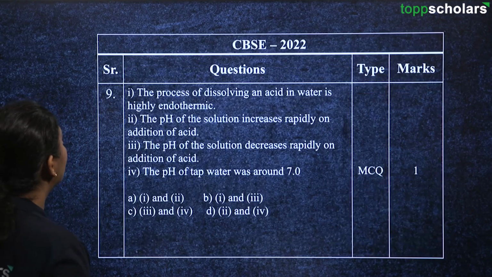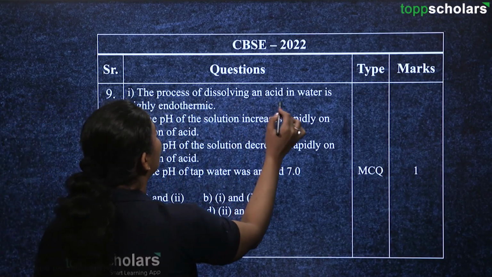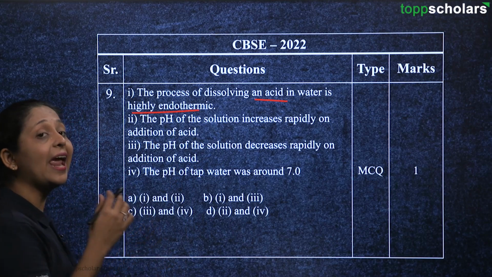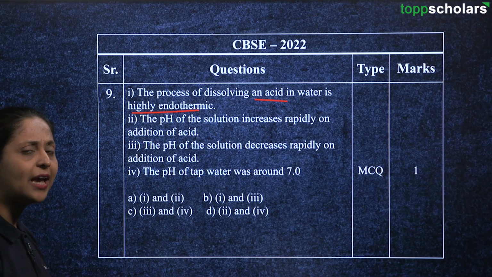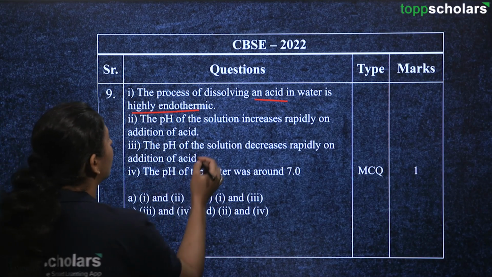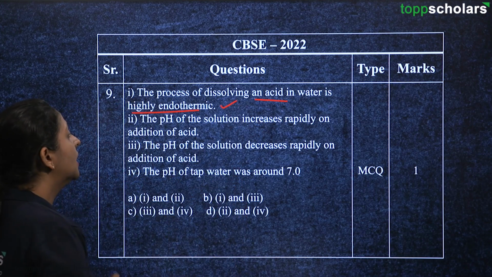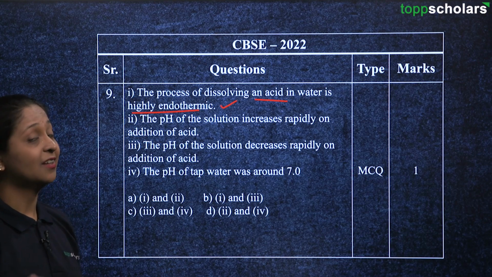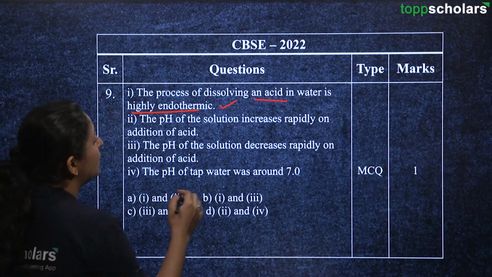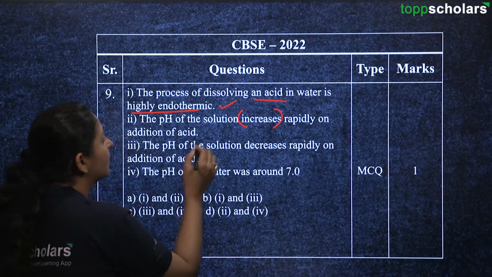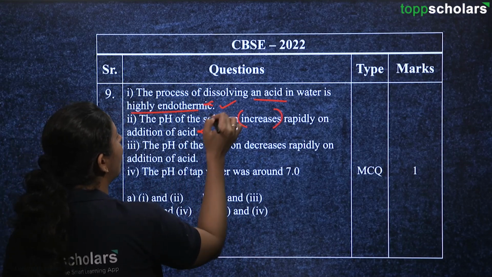The options given are, the process of dissolving an acid in water is highly endothermic. Is it using up the energy or releasing the heat? Exothermic. It is going to release the heat. The pH of the solution increases rapidly on addition of acid. The pH is not increasing. The pH goes on decreasing. So again, incorrect. This is exothermic.